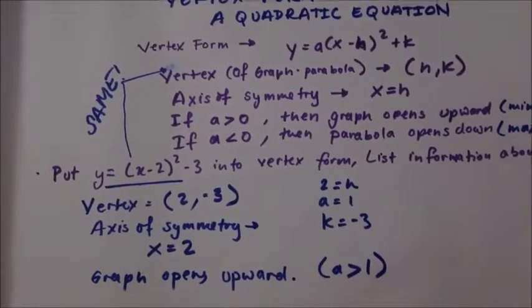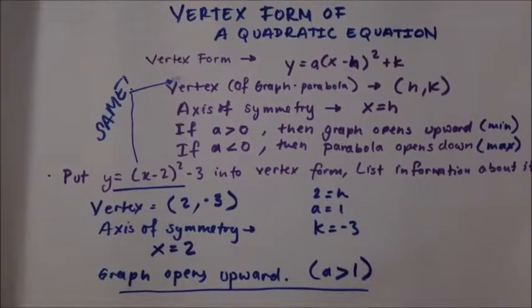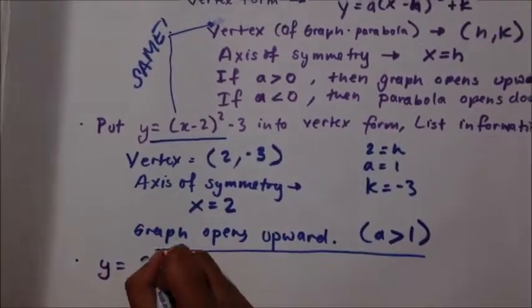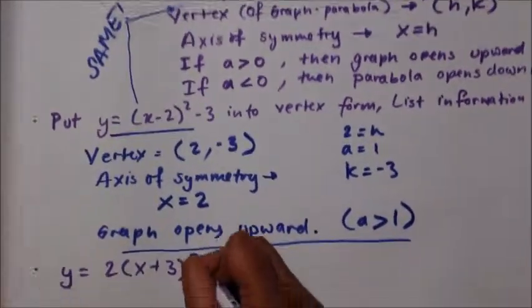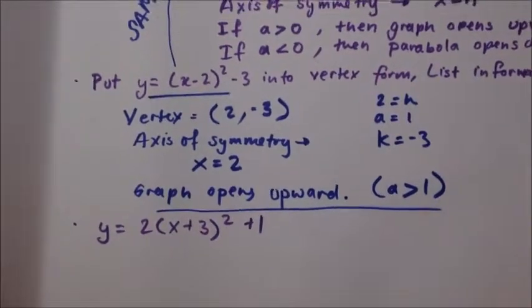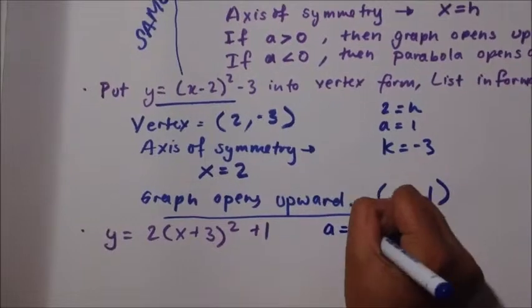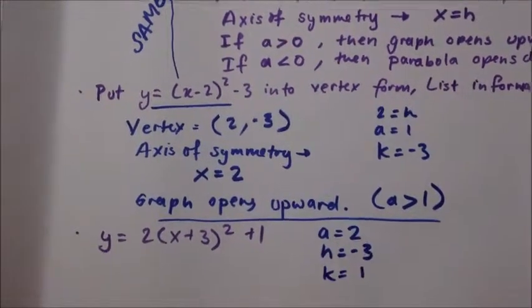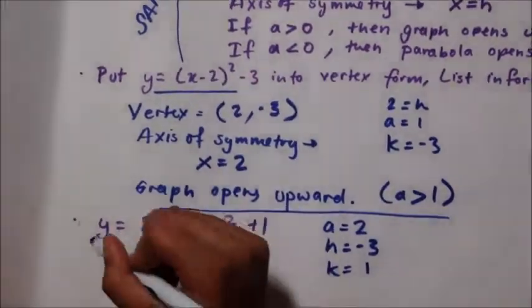So now let's look at our next example. The next equation is y equals 2 times (x plus 3) squared plus 1. So our a equals 2, h equals negative 3, and k equals 1.